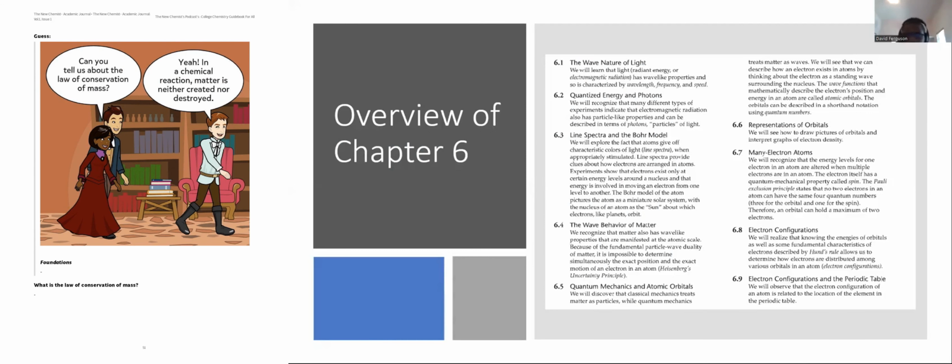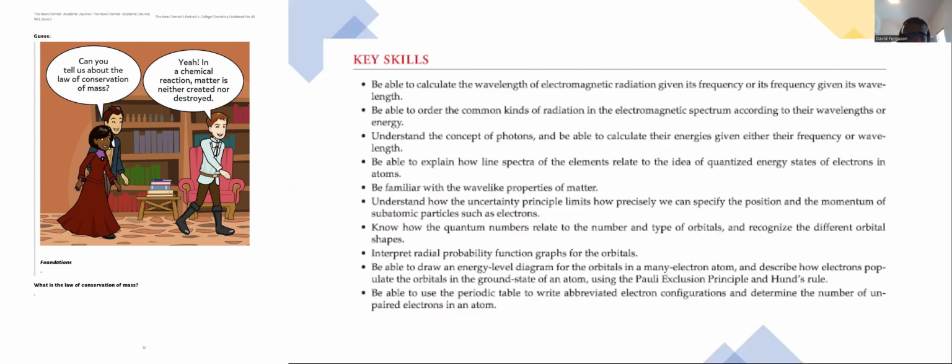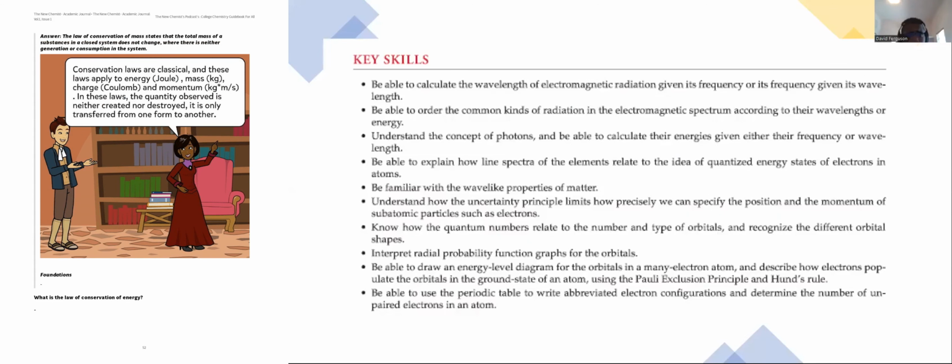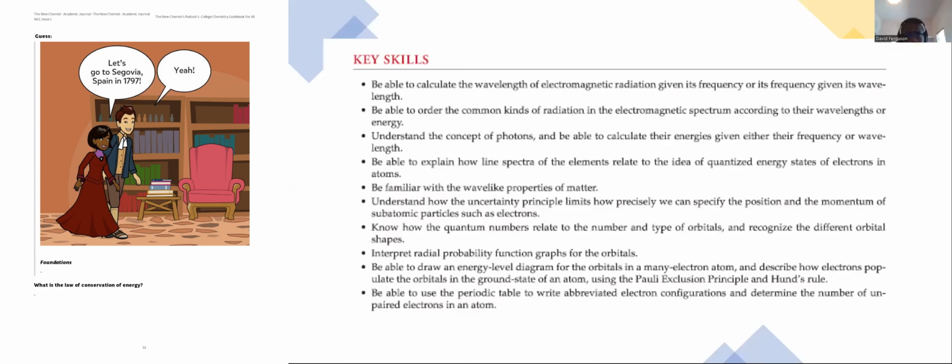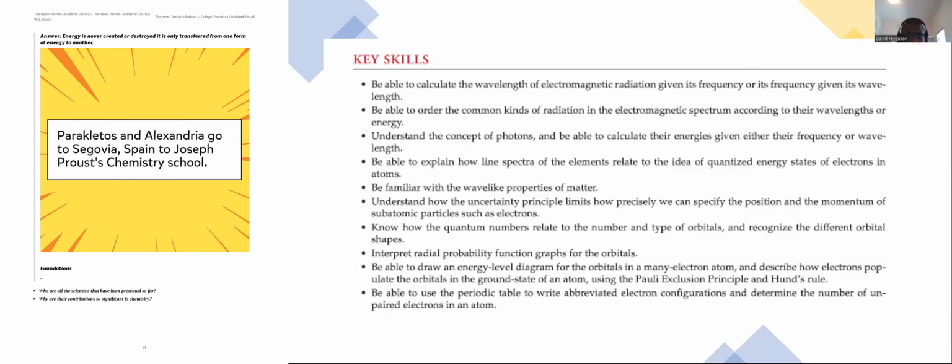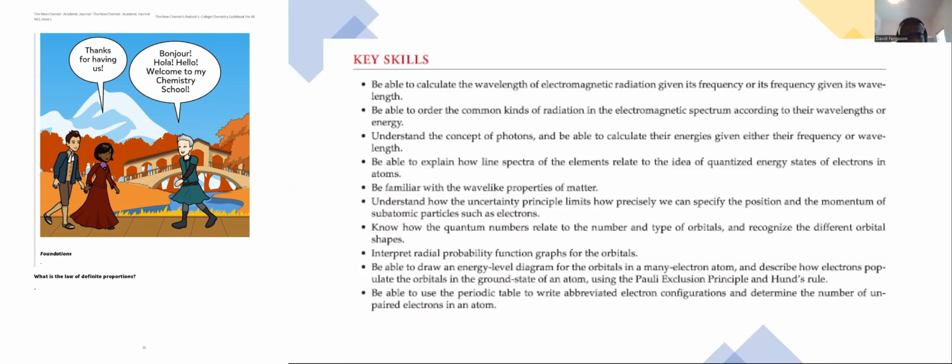It's important to understand these ideas. I already went through an overview of the content. The skills I want you to know: I want you to be able to calculate wavelength of EM radiation given its frequency, or its frequency given its wavelength. I want you to understand the common kinds of radiation, from gamma radiation to radio waves. I want you to understand the concept of photons.